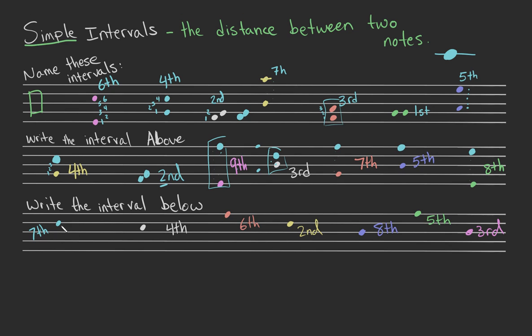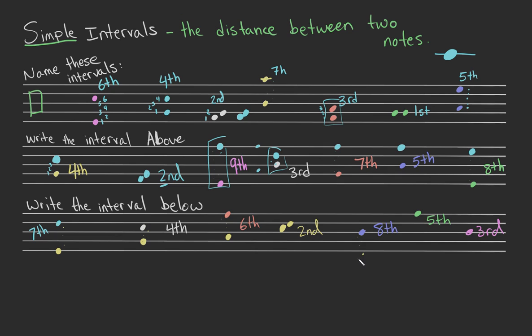Let me switch colors here, and we just go 1, 2, 3, 4, 5, 6, and 7 is down here. Same thing here, 1, 2, 3, 4, and that's a fourth. Sixth below this one, 1, 2, 3, 4, 5, 6 is here. A second below is simply here. Eighth below is 1, 2, 3, 4, 5, 6 is down here.